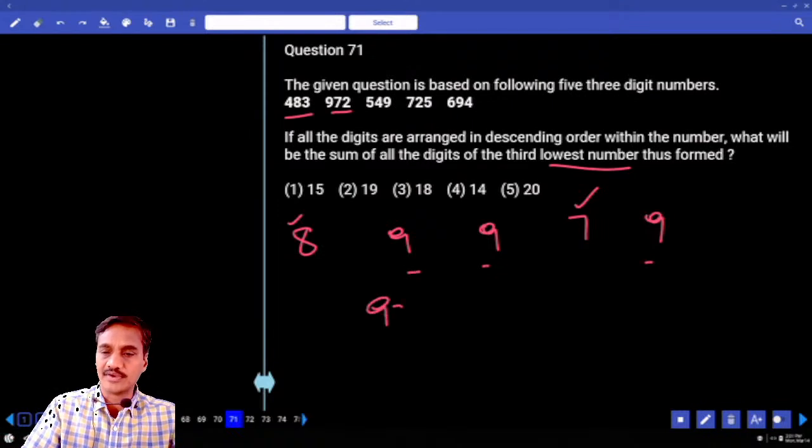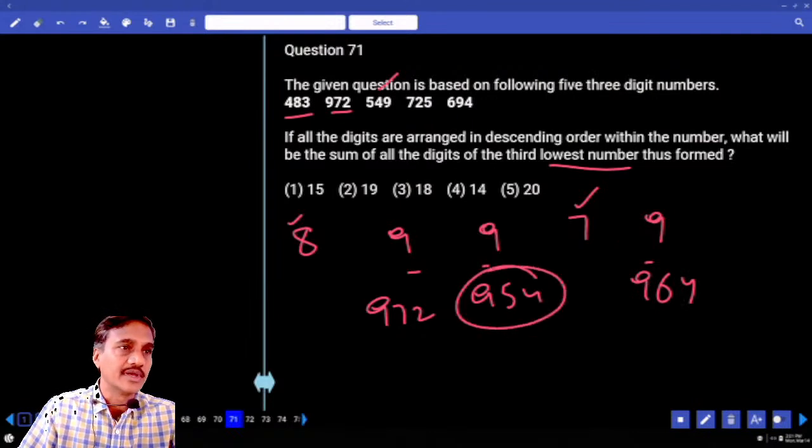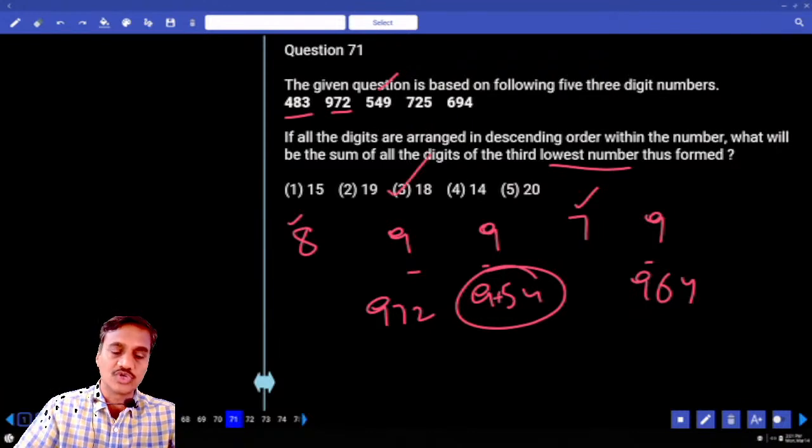Then we have 954 and next one 964. Among these, which is the third lowest here? 954. Now this 954, what is the sum of these digits? 9 plus 5, 14 plus 4, 18. Choice 3, question number 71.